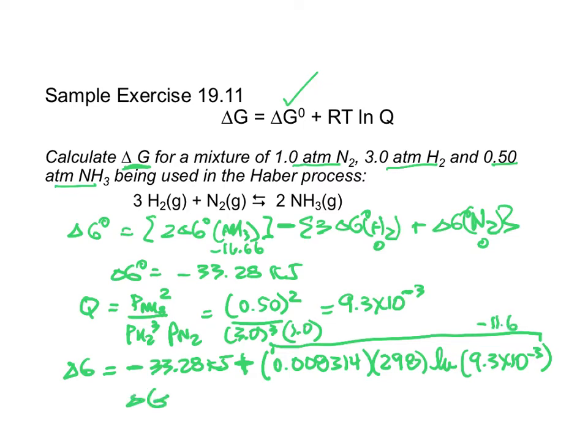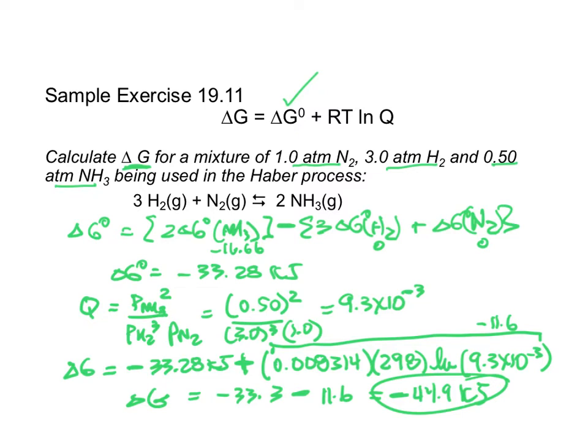So our delta G for this process is minus 33.3 minus 11.6, and we come out with a negative 44.9 kilojoules. That tells us that the reaction to form ammonia under these specific conditions is spontaneous in the forward direction. So those are the kind of decisions you will make as you work problems.